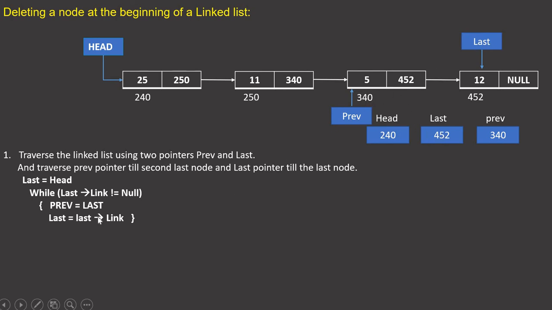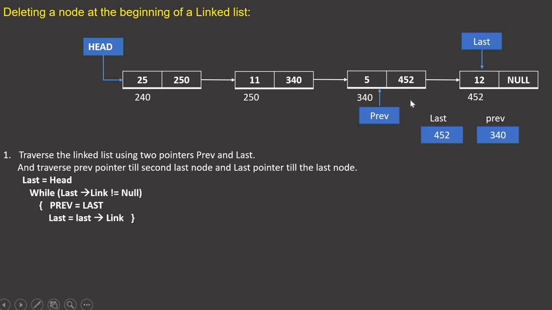Now again the last part: last equals last link. So this part is also executed, so here the value for the last is updated. Okay, so let me remove this now. Now the value for the previous is 340 and for the last the value is 452. I wanted to traverse it in this manner, with this pointer on the last node and this pointer on the second last node. So I simply executed this part to make this scenario.